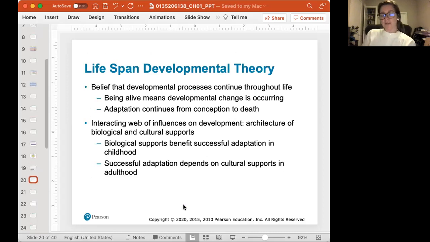Being alive means developmental change is occurring. Adaptation continues from conception to death. So we are adapting throughout our lives to the different things, the punches and the dives and the dips, dodge, dive, duck, dip, dive, dodge. Name that movie: Dodgeball. You roll through life and you're adapting from the time you are born to the time that you die to everything that is around you, because what does the brain want to do? What does the body want to do? Naturally, it wants to survive. So as a survival mechanism, we adapt.